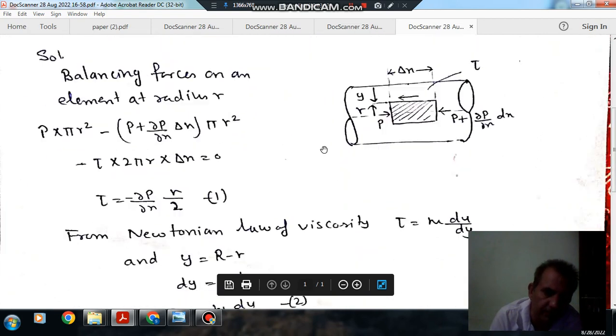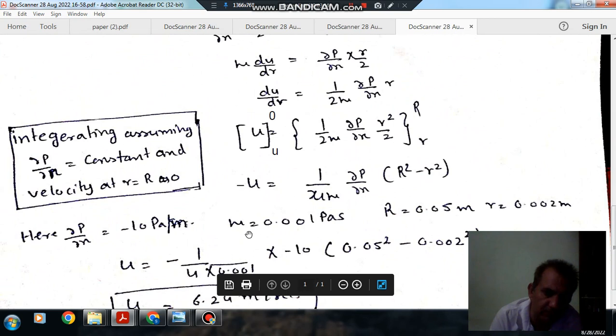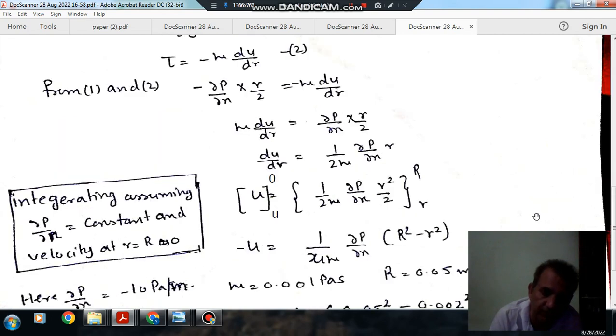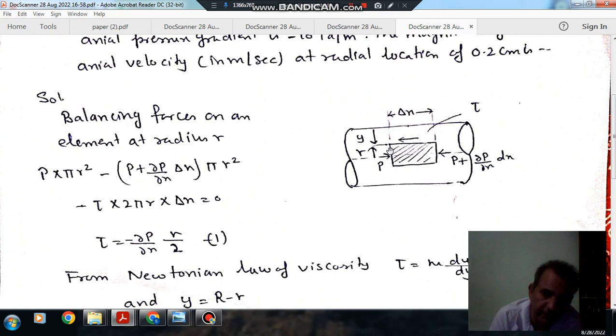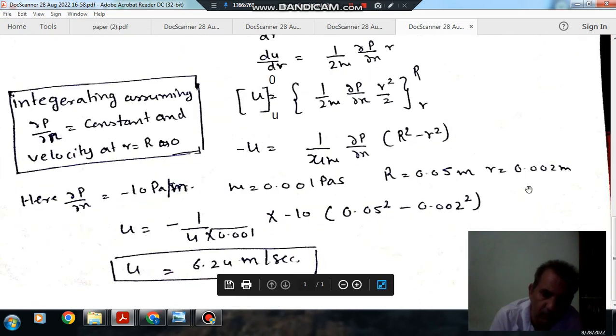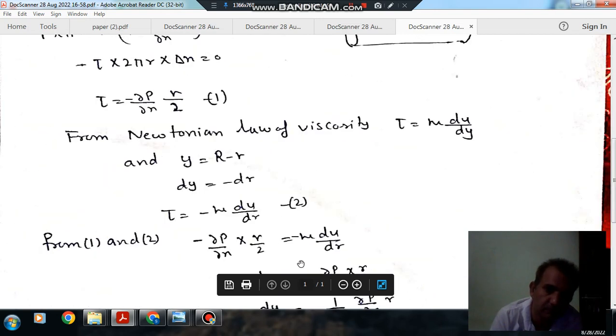Now ∂P/∂x is minus 10 Pascal per meter, that is given, and mu is given as 0.001 Pascal second, and the outer radius is given as 0.05 meter, and the radius at which we have to find the velocity is 0.002 meter. So putting in these values we can find the velocity, which is 6.24 meter per second.